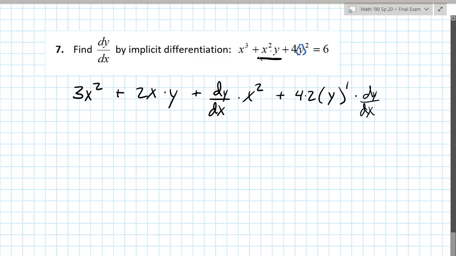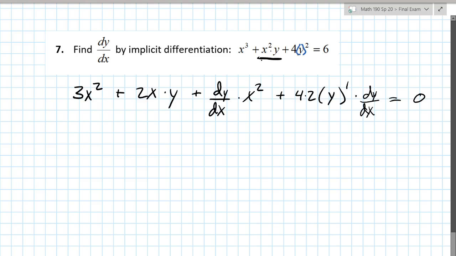Notice here, the reason I'm using dy/dx's everywhere instead of y primes is because sometimes y to the firsts and y primes look the same. So note, this is y to the first power right here, and this is the derivative of y with respect to x. Next, we're going to move to the other side of the equal sign. The derivative of 6 is 0.